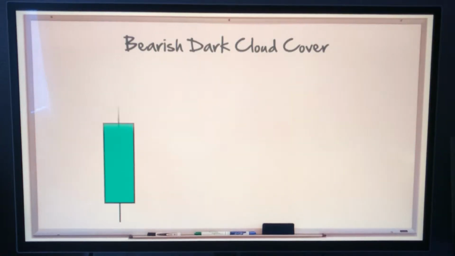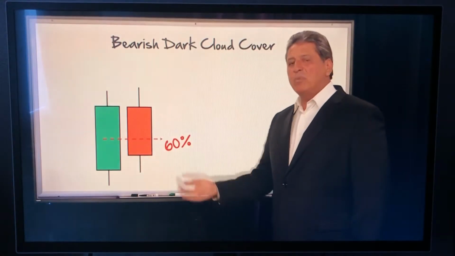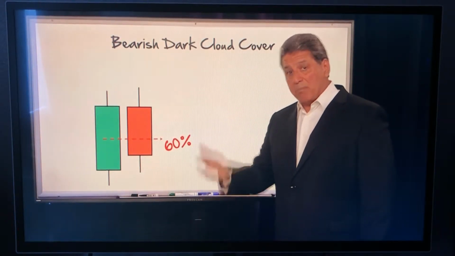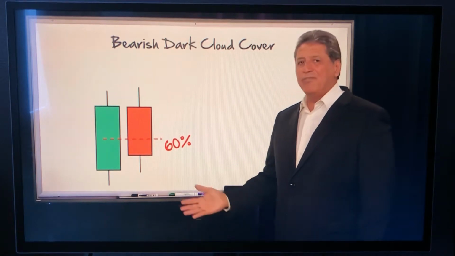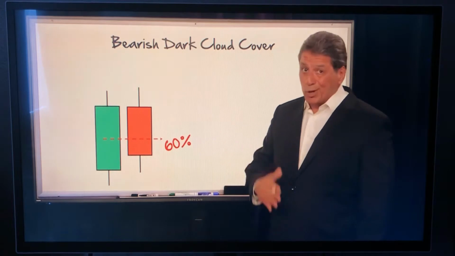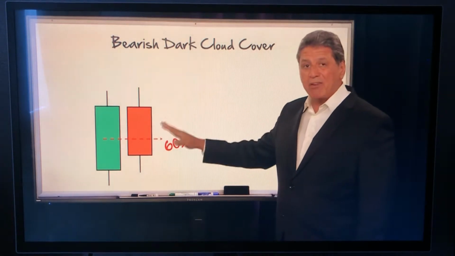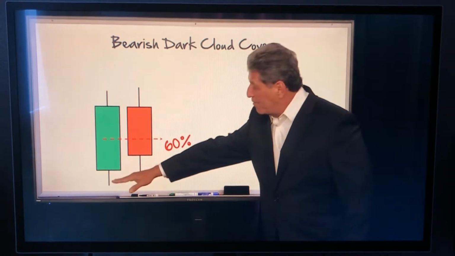And so this is what's called a dark cloud cover. Now, a dark cloud cover is the opposite of a piercing line. See that bullish piercing line? It's really the same formation, but in the opposite direction and called a different name. You have a bullish piercing line and you have a bearish dark cloud cover. Now, this is where you have a bullish candle.